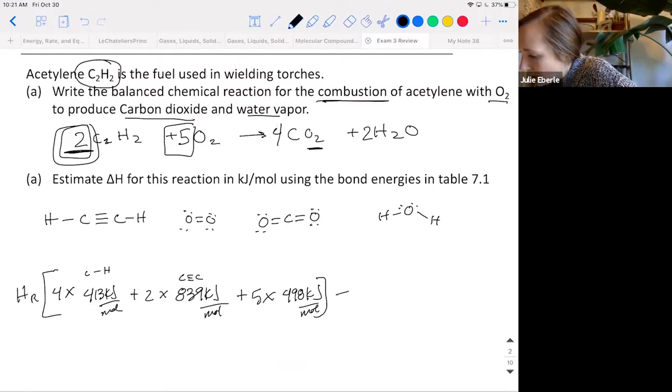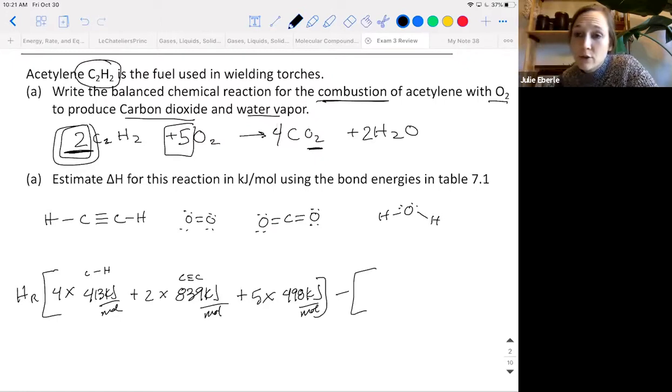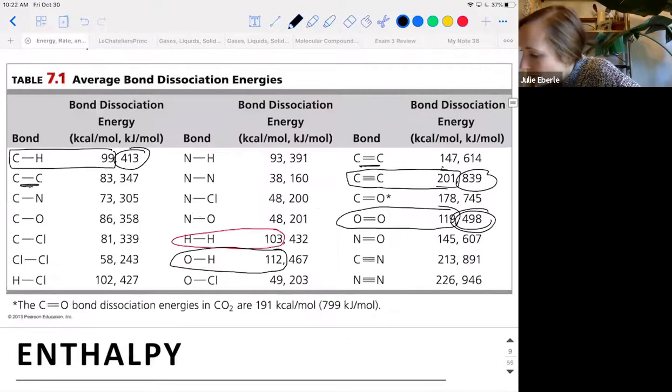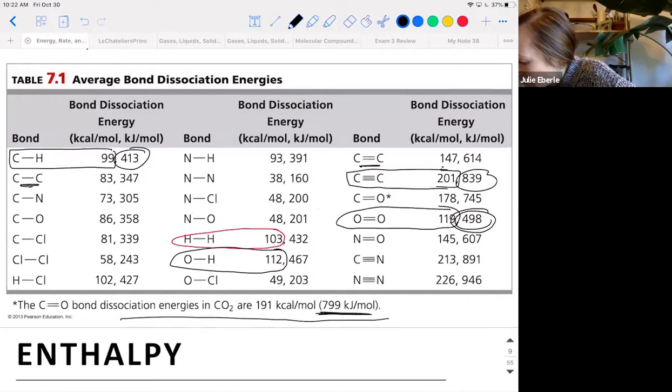And then minus on the product side, we've got carbon-oxygen double bond. And in 1 molecule of CO2, we've got 2 carbon-oxygen double bonds, but we have 4 of those molecules. So that means total, the number of carbon-oxygen double bonds is 8. 8 times, and we need the number in kilojoules. So carbon oxygen double bond in kilojoules, and the asterisk is there telling us to go to the bottom of the table. We want this value right here, the 1 in kilojoules for a CO2 molecule. So 799.